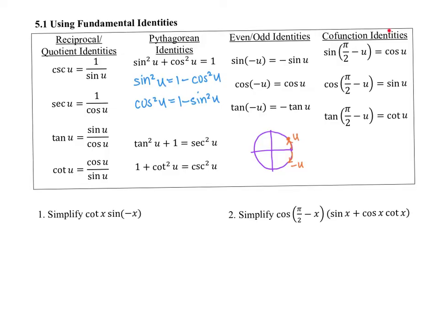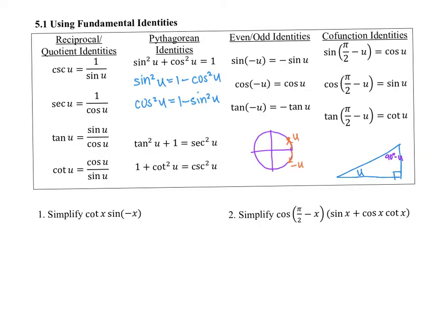The next identities we're going to introduce are the cofunction identities. Again, we don't actually know the identities required to prove this. We will later in this chapter. So I'm just going to show you geometrically why this is true. I'm going to call this u. Because it's geometric, instead of pi over 2, I'm going to think of pi over 2 as 90 degrees. So if this angle is u, this angle up here is 90 degrees minus u.